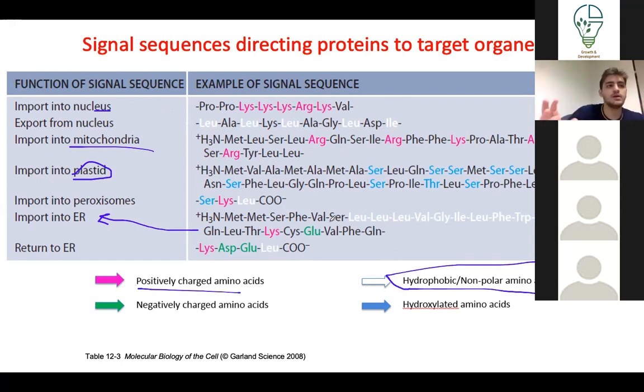Hydrophobic, if you guys don't know what hydrophobic is, which I hope you know, it's no charge. Okay, so it's fat soluble. It hates water. It's not charged because water is charged and it likes things that are charged.